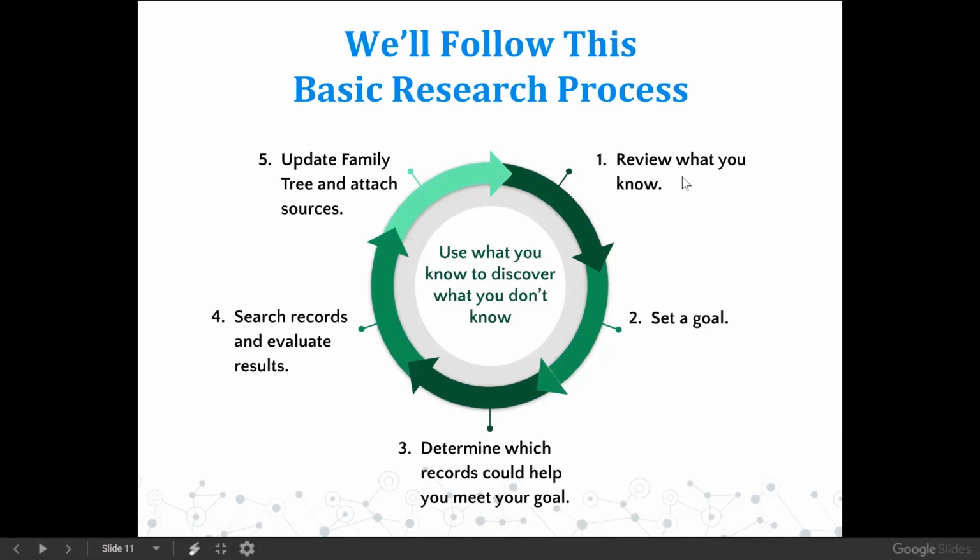But we are going to follow this basic research cycle, and I'm not going to mention this again because I'm pretty sure you'll be able to recognize it. You know, review what you know, set a goal, decide which records could help, actually search the records and process the results, and then finally update family tree. I said family tree here, but this could apply to your personal tree on Ancestral Quest or RootsMagic or Ancestry or whatever. It's basically updating whatever records you keep of your family.